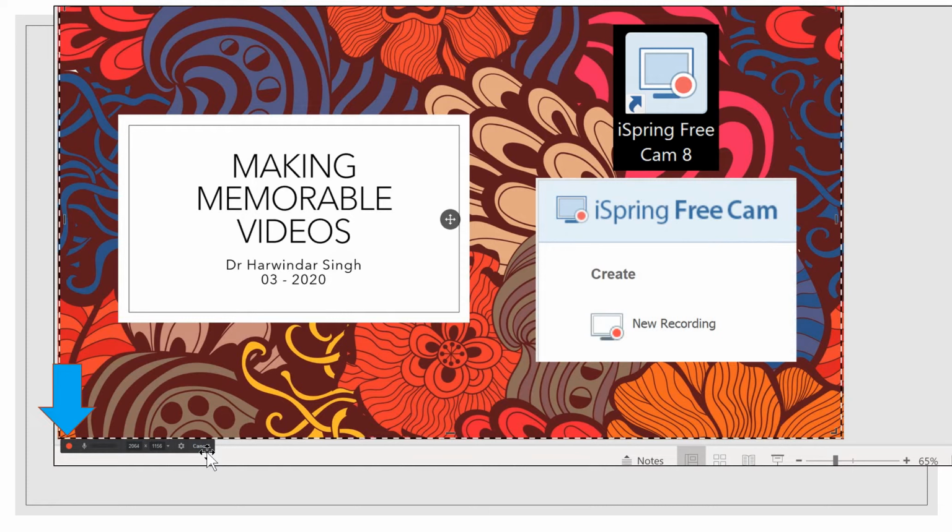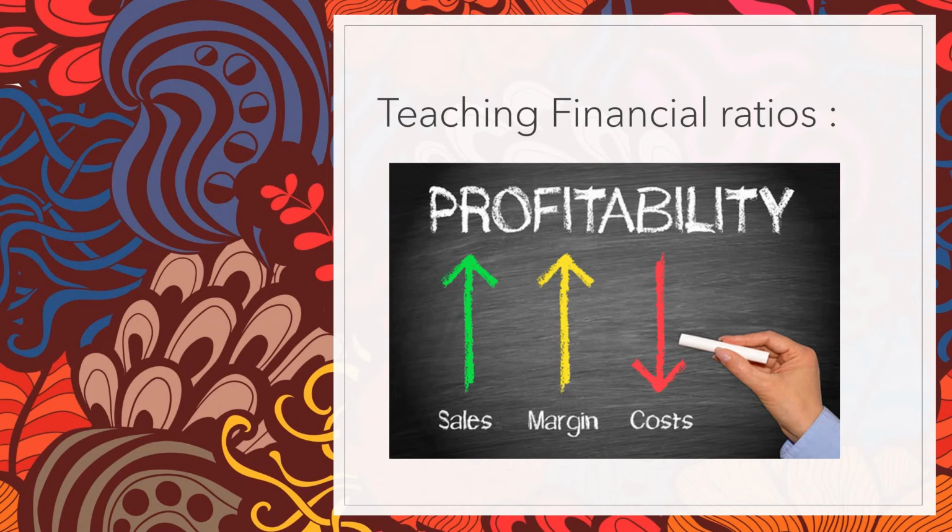So let's see. As a demo, I today would like to talk about financial ratios, specifically in the area of profitability. Now you might think that profitability or talking about financial ratios is a very technical area, but making a video is not as complex as one might imagine. Let us say I want to talk to my students about profitability. And while talking to them about profitability, I want to explain to them the difference between profit and profitability.